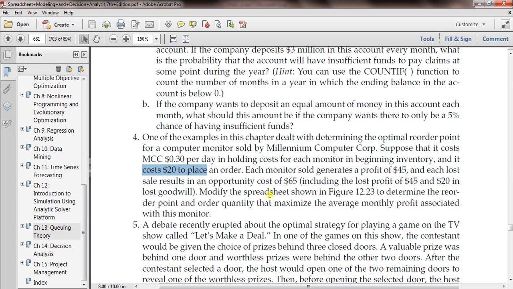Likewise, the spreadsheet that is provided to you is in figure 12.23, and the objective is to determine the reorder point and order quantity. Reorder point is when you have to reorder, and order quantity is the optimal quantity you need to order so that you incur the best average monthly profit.